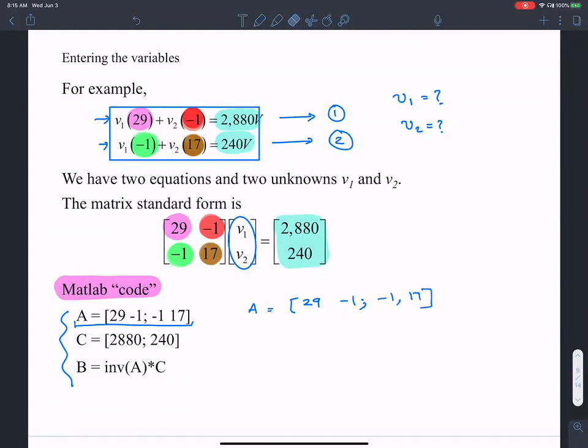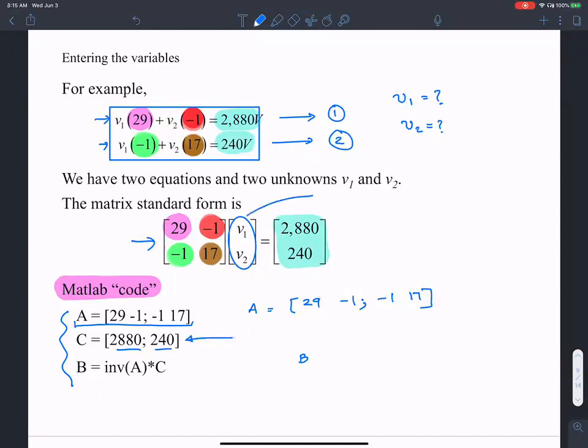Okay, so that's all there is to entering your matrix A. Then you enter the matrix C, which is the constants over here, 2880 and 270. Sure enough, you plug those in. Now, how do you calculate the unknowns?